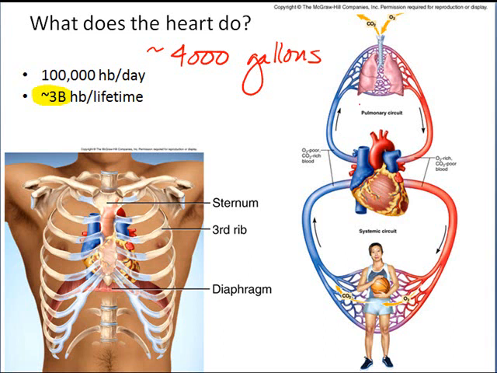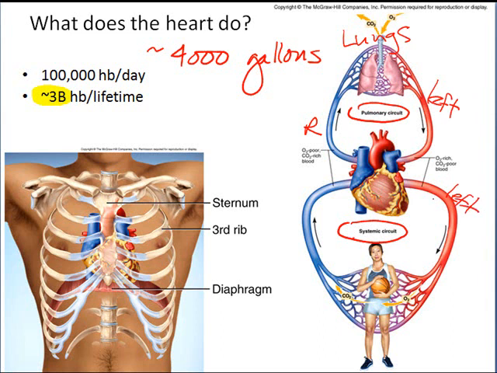And there are two main circuits in which the blood circulates. We'll learn more about this when we look at blood vessels in a couple of weeks, but the pulmonary circuit is a collection of blood vessels that leave the right side of the heart, go through the lungs, and return on the left side of the heart. And then there's the systemic circuit, which exits on the left side of the heart, goes throughout the body, and then returns to the right side of the heart.